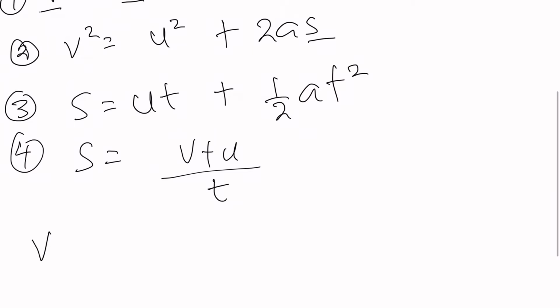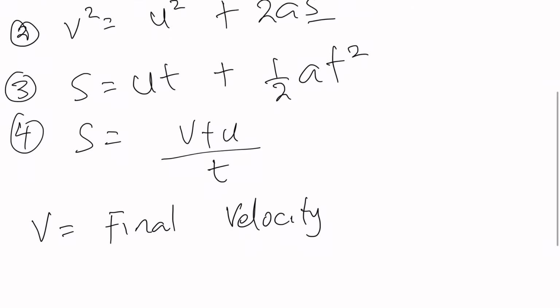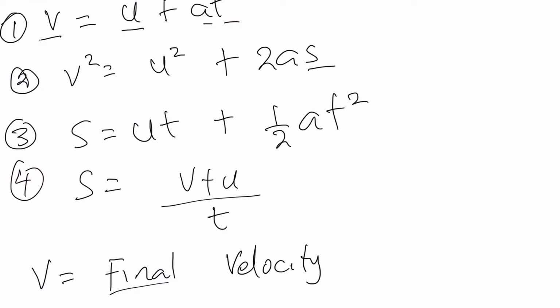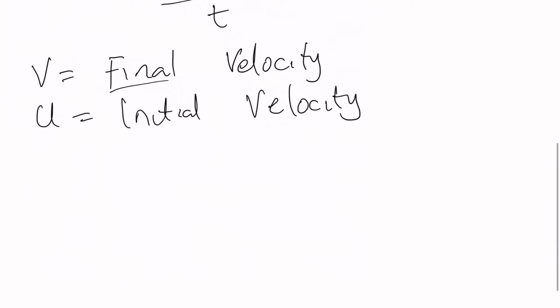Now v means final velocity. What do I mean by final velocity? Definitely, for us to have a final, there's an initial. So u means initial velocity. What do I mean by final velocity, and what do I mean by initial velocity?